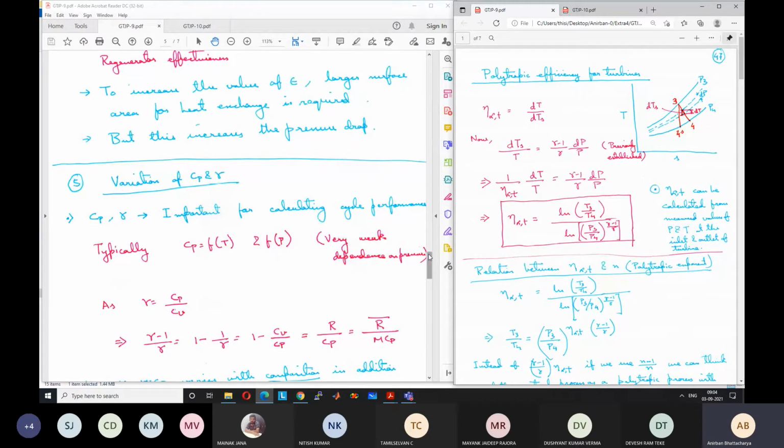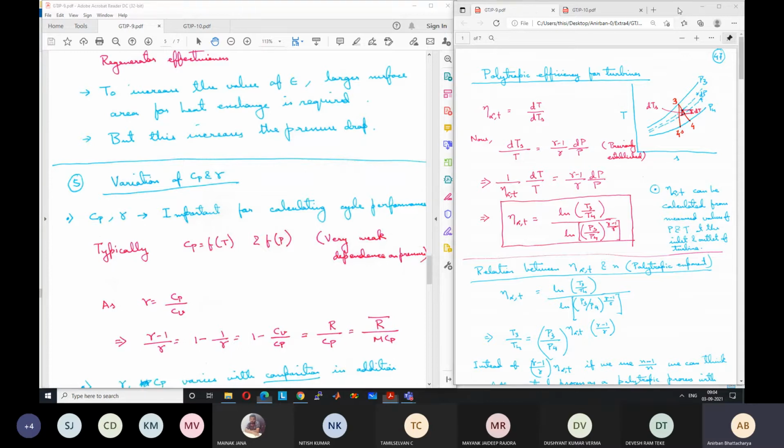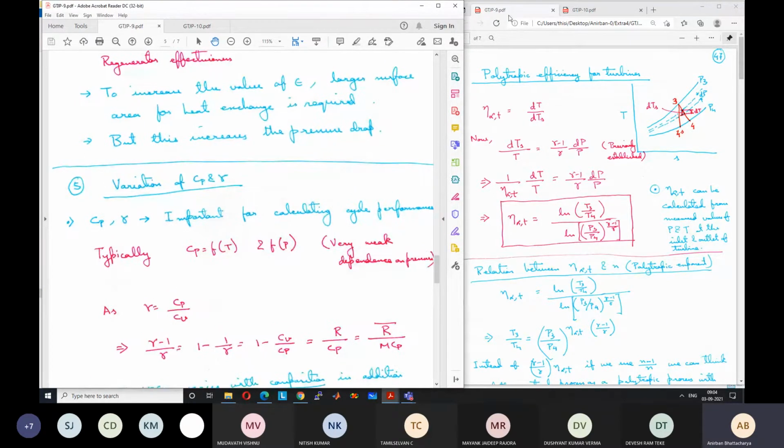So what we have seen till now: first, we have seen how to take into account the change of kinetic energy. Then secondly, we have seen the most important part, how to take into account the fact that the compressor and the turbine expansion processes, the compression process and the turbine expansion process, are non-isentropic, meaning they have losses.